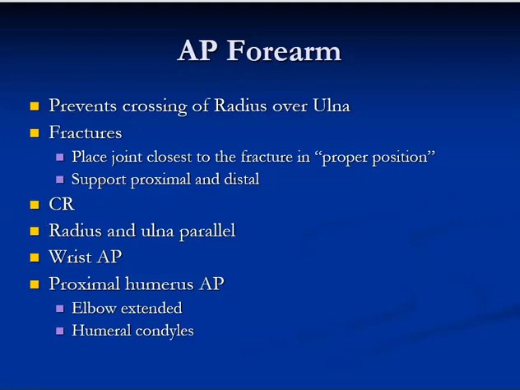Central ray is just going to be to the midshaft. Radius and ulna should be parallel. Wrist should be AP, providing your patient doesn't have a fracture. Your proximal humerus should be really in an AP type anatomical position. Elbow should be completely extended, and your humeral condyle should be parallel to the image receptor.